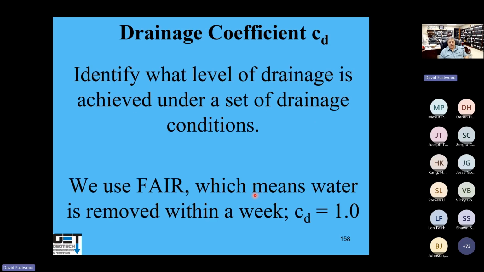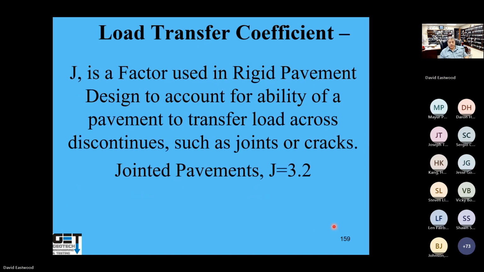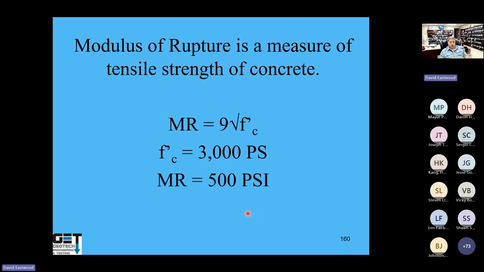Drainage coefficient identifies the level of drainage achieved under a set of drainage conditions. If you have fair drainage around your roadway, you can use CD of about 1.0. Load transfer coefficient: the concrete paving that we use for our subdivisions are what we call jointed pavements. For jointed pavements where they have control joints and expansion joints, J is 3.2. Modulus of rupture has to do with flexural strength of the concrete, and for a typical 3000 psi subdivision concrete, it is about 500 psi.